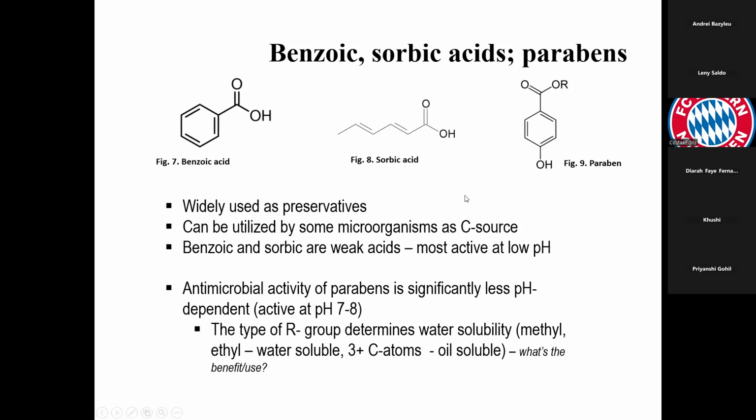The next class we're going to look at, these are not so much disinfectants, but more of a preservative. But I wanted to talk about these in this context anyway. So benzoic acid, sorbic acid, and the parabens. These three classes of chemicals. Again, as it says here, they're widely used as preservatives because their efficiency against microorganisms is not high enough for them to be disinfectants. But nevertheless, there are a couple of important trends here that you need to know.